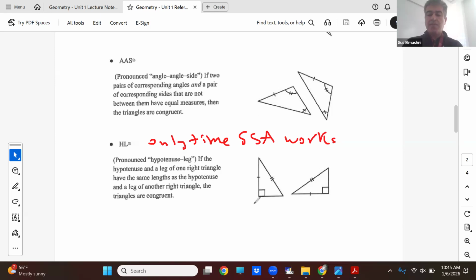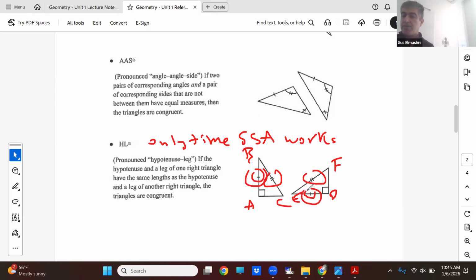So if I call this A, B, C, I make the right angle A, then B and C. I do the same thing here, D, E, F. So why is it called hypotenuse leg theorem? Are the hypotenuses the same? Yes. Is there a pair of legs the same? Yes. And lastly, do you have two right angles here? Yes. So you have two right triangles, and it so happens that the hypotenuse and a leg are the same.